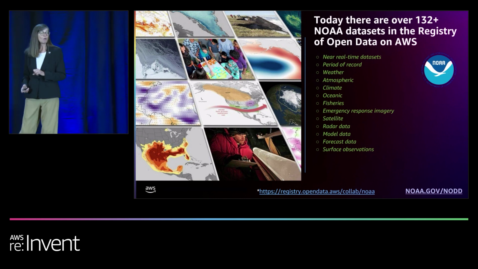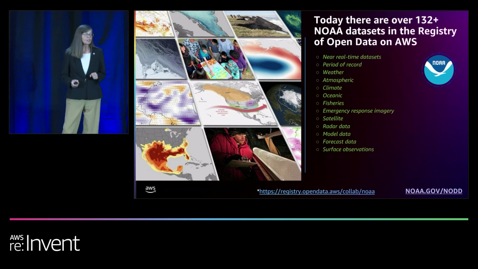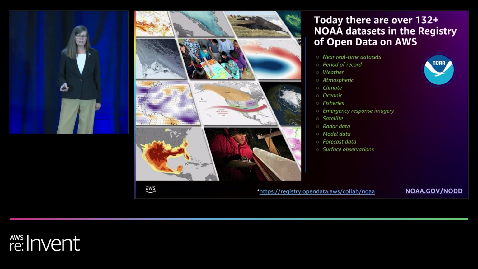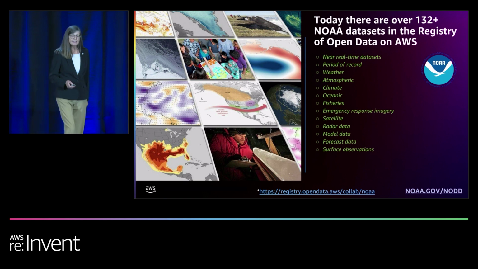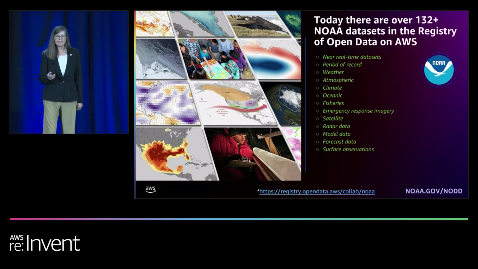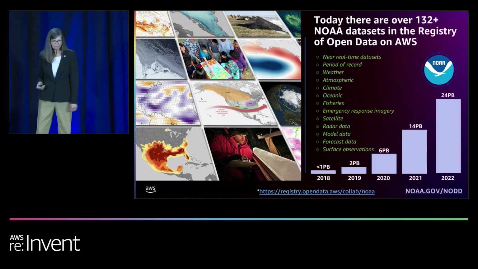NOD datasets are from across NOAA and include near real-time datasets that can support user operations, period of record for select datasets, and weather, atmospheric, climate, oceanographic, fisheries, and emergency response imagery, including satellite, radar, and model data, forecast products, and surface observations. A full list is available on the NOD website, listed here on the bottom right, along with direct links to the landing pages.